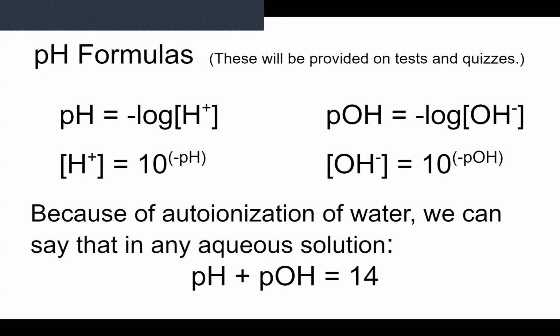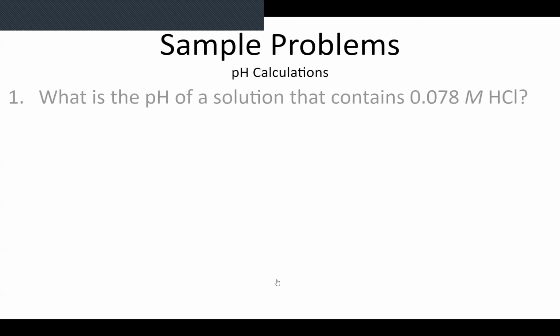We're going to use these formulas in the next sample problem. Please grab a calculator if you have one. Let's get going here. Question 1, what is the pH of a solution that contains 0.078 molar HCl?